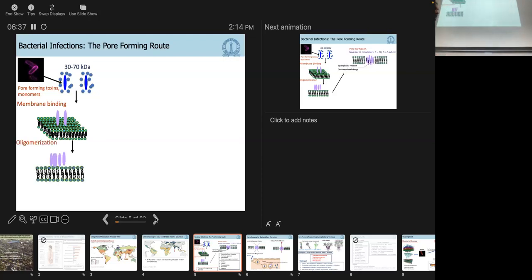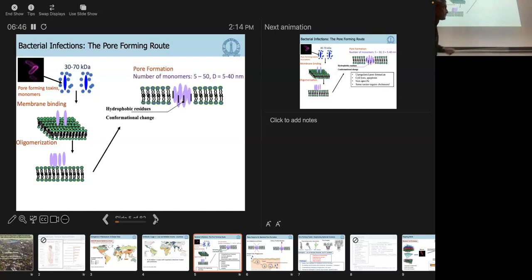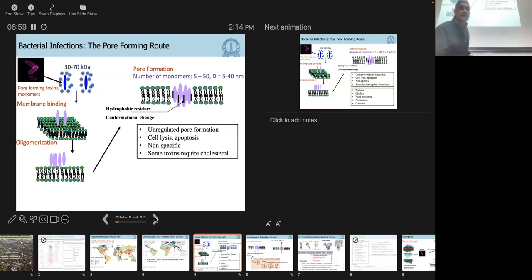Once they bind to the membrane, they oligomerize to form large pore-like structures. These pore-like structures essentially insert into the membrane, the mechanism of which is something we'll try to unravel. Of course, they are driven by membrane composition and so on and so forth. This leads to unregulated pore formation, which kills the cells. It can be non-specific or specific. Some toxins require cholesterol and not all.